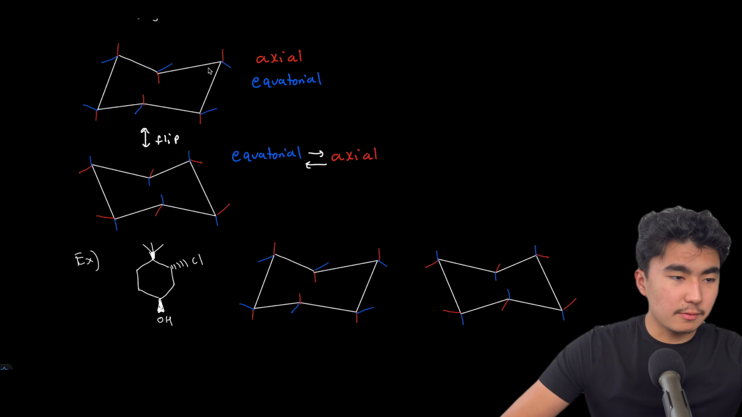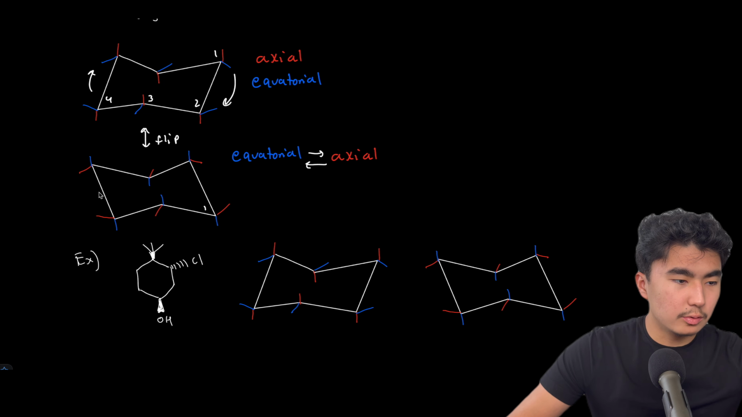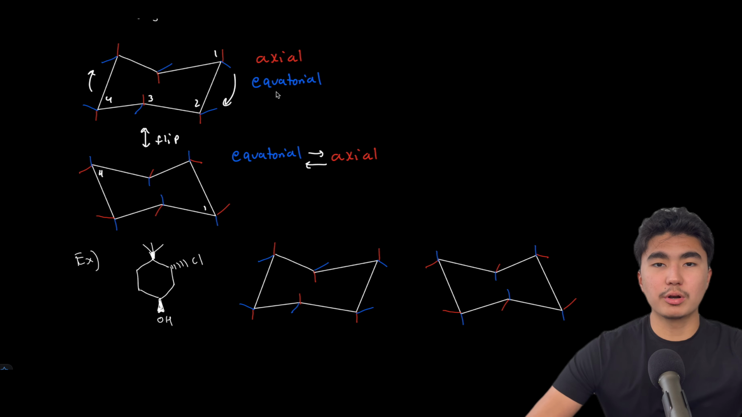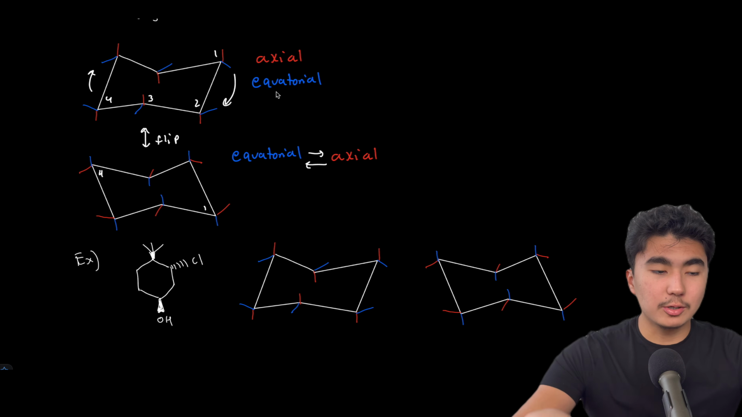So when we're doing this flip, let's say this is just carbons 1, 2, 3, 4, then our 1 is going to flip down, our 4 is going to go up. So this is our 1 over here, 2, 3, and 4. And that is what our flip is going to look like, turning our equatorial into axial and axial to equatorial.